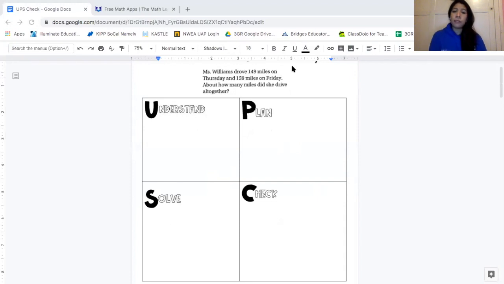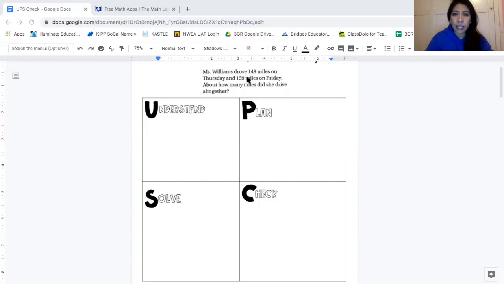So, Miss Williams drove 149 miles on Thursday and 159 miles on Friday. About how many miles did she drive altogether? I'm going to read it once more just to make sure that I have all the important information and details that I need to solve for understand. Miss Williams drove 149 miles on Thursday and 159 miles on Friday. About how many miles did she drive altogether?